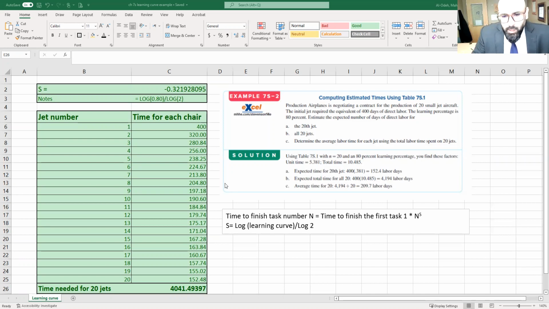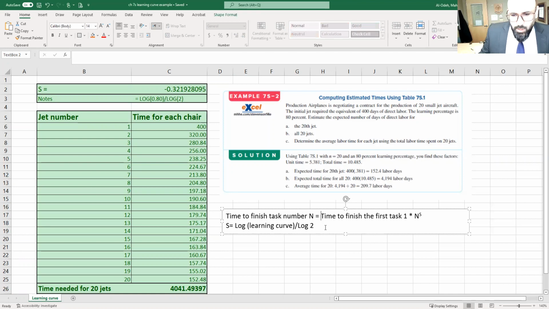What I want to tell you is there are a lot of ways of doing it. The textbook tried to simplify it. They provided a table, which is table 7S1, and they show you the percentages and so on. But I want to stick with a simple way of doing it. In order to find the time to finish task number n, it would be the time to finish the first task times n, the number of tasks, to the power of s, or they call it b in the textbook. S would be the log of the learning curve divided by the log of 2.